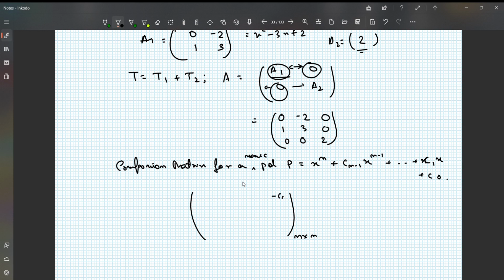Then the companion matrix is an n cross n matrix. You have the last column given as minus c0, minus c1, all the way up to minus c_{n-1}, and the other part comprises elements of this form. So 0, 1, all the rest of the elements are 0. You have 0, 0, 1, the other elements are 0, and the pattern continues. Right? So this is the companion matrix.